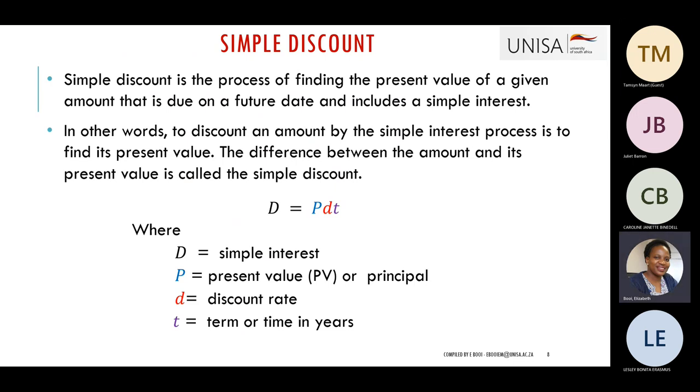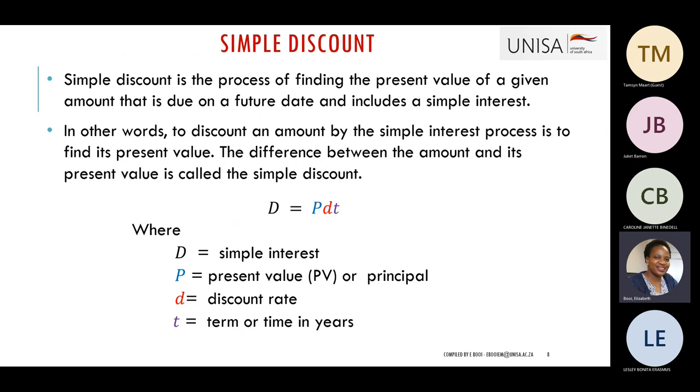Now, in other words, the discount is an amount found by the simple interest process, to find what will be your actual present value, or what we call a discounted value. So it is always the difference between the amount, your discount amount, and its present value. A discount amount is also a proportion or a fraction of the present value, because you say with how much discount you are giving, and that will give you an amount. If you take away that amount from the present value, that will give you your actual present value.